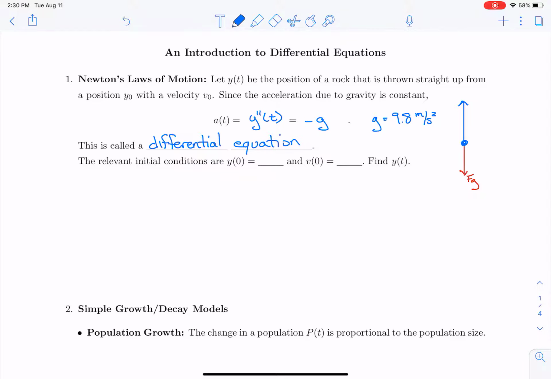There's some other pieces of information in this problem that were important. There's an initial condition that says that y of 0 is going to be some height, we'll call it y sub 0. And v of 0 is going to be some initial velocity, we'll call it v sub 0. And given those initial conditions, and given this differential equation, I believe that you can find y of t. So you should take a moment right now and ask yourself, if I know the second derivative of a function, how can I find the function itself? So pause and see if you can figure out what the function y of t is.